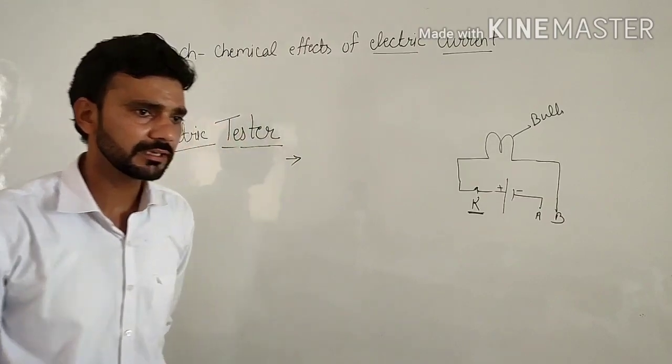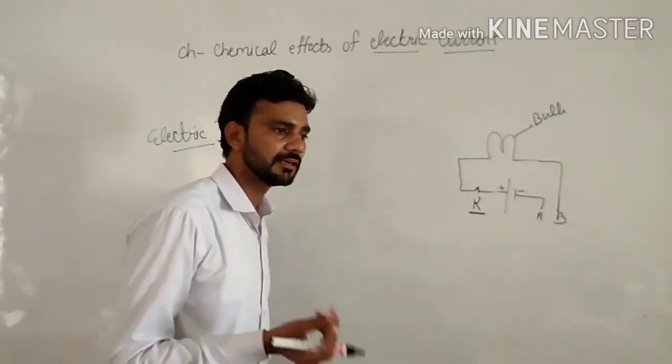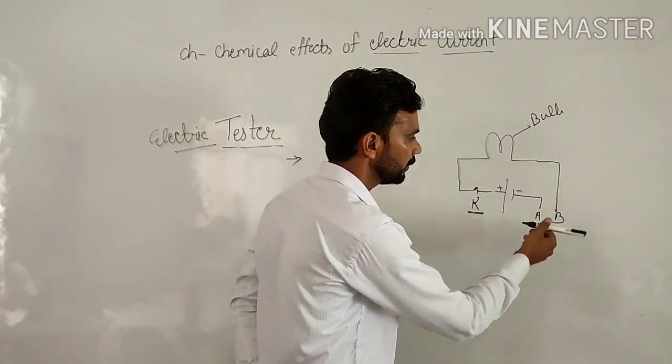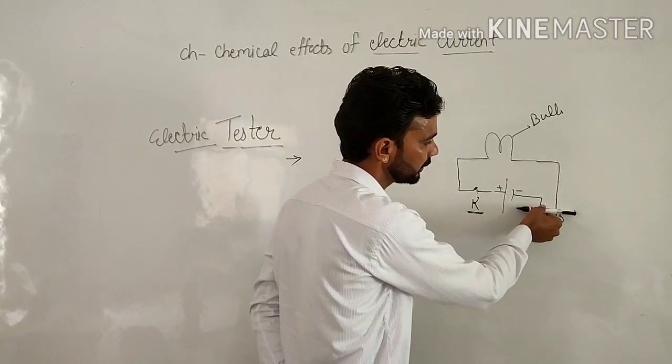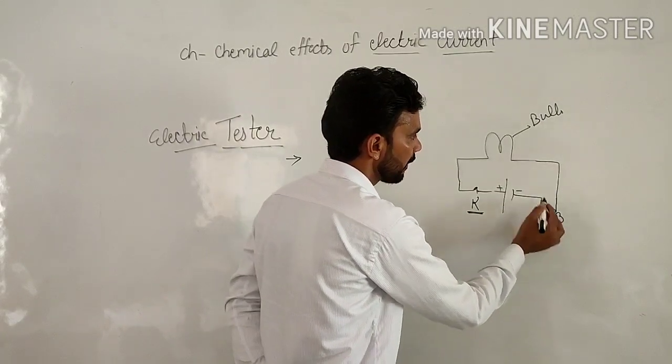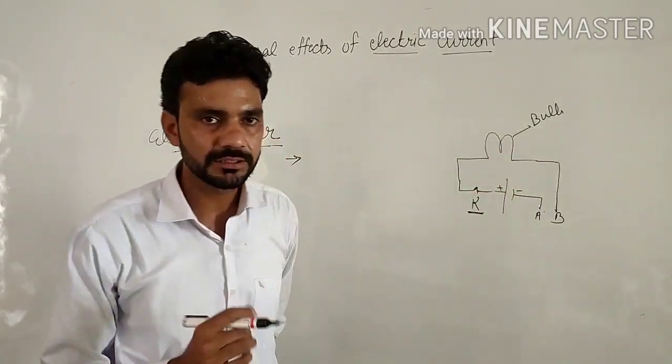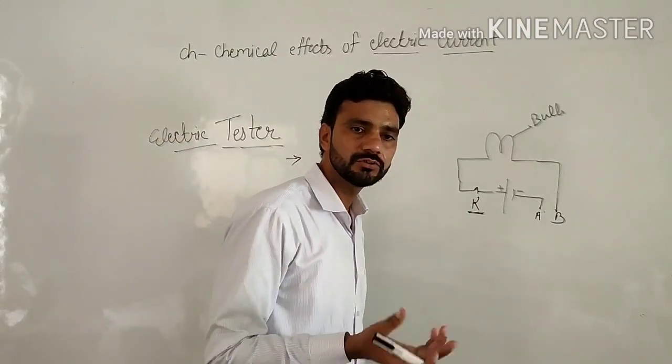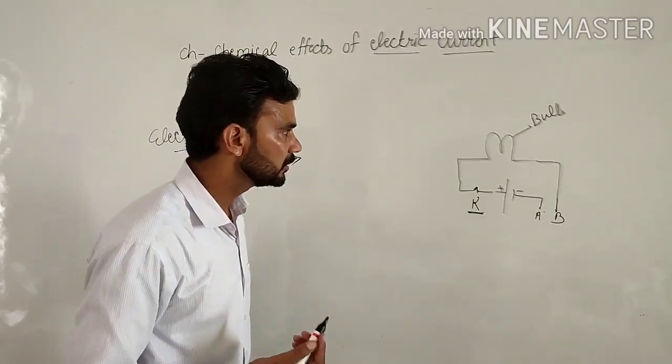If we want to check whether any material is a conductor or an insulator, then we will keep that material between these two terminals A and B. If the bulb glows, it means it is a conductor. If the bulb does not glow, it means it is an insulator.